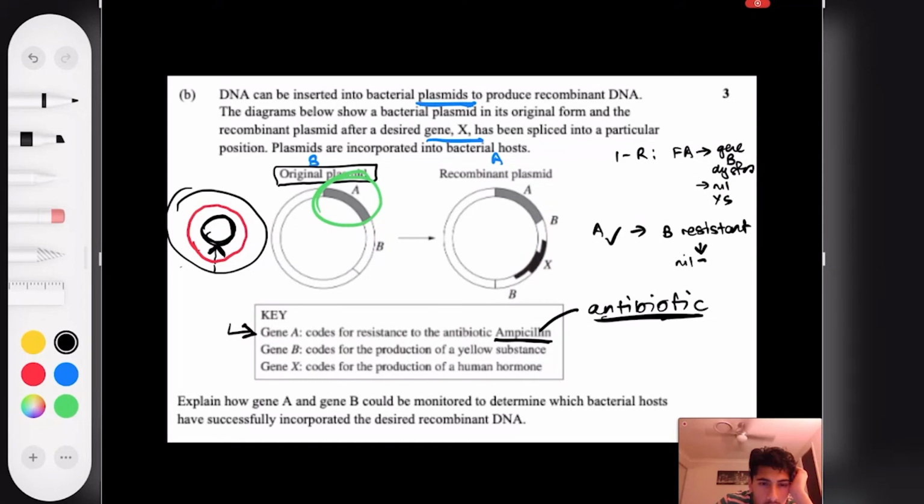Good. Nil zone of inhibition. So Mike, is this not a decent test to confirm that gene A is working? Yeah, it is. Yeah, so that's what I'm asking. When I keep asking you the same question, it might sound stupid, right? What is this question asking?